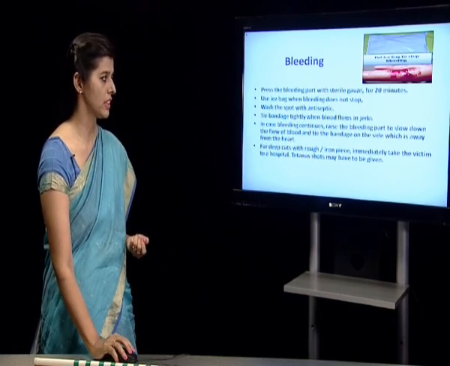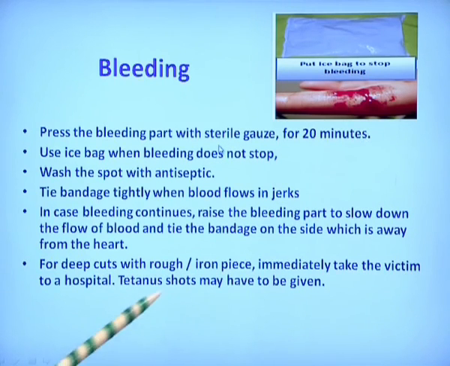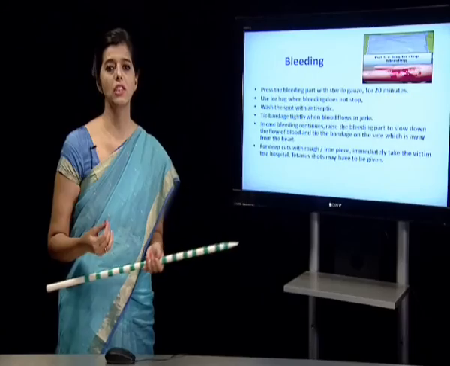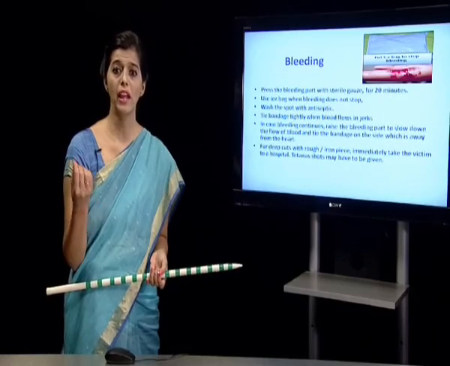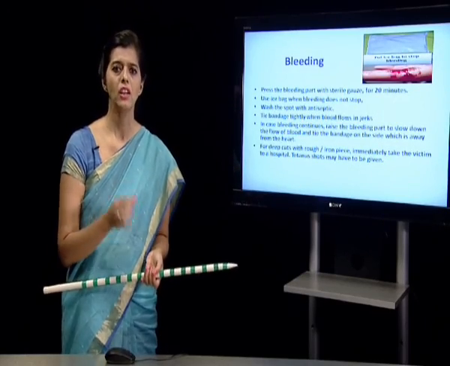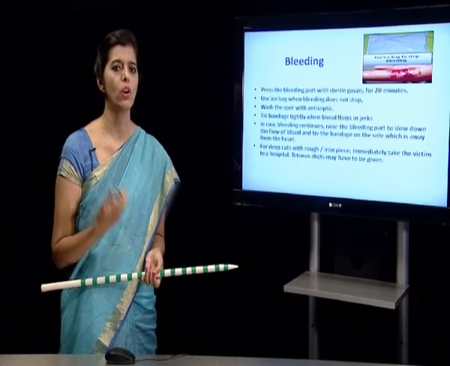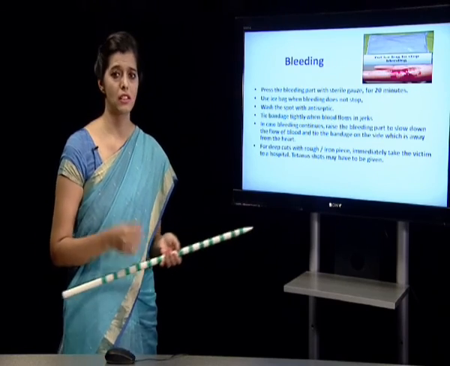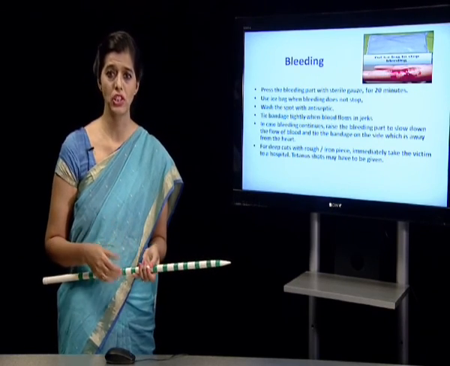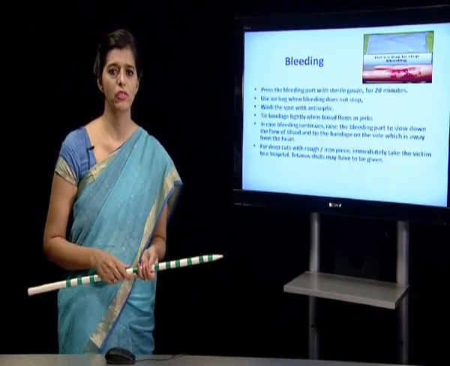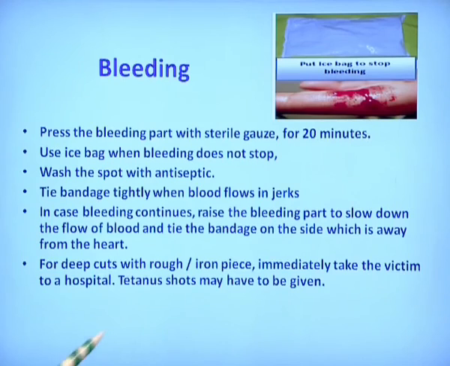Now, for deep cuts with rough iron pieces, immediately take the victim to a hospital. Like somebody has got injured with playground equipment or with a nail. So, they are rusted iron material. That is why it is very important that you get a tetanus shot in the form of an injection, so that you do not suffer from any disease later on. So, tetanus shots may have to be given.